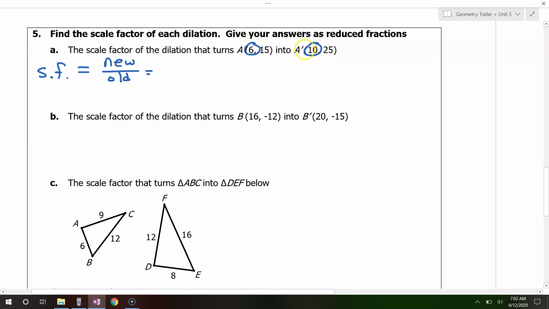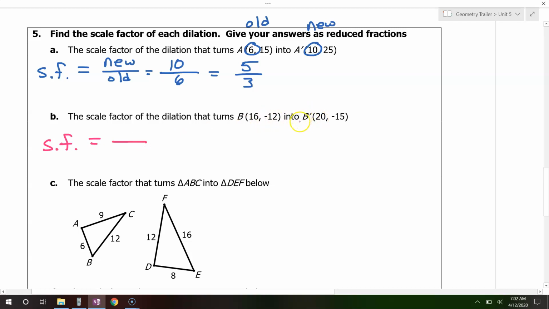Remember that the prime is the new, and the regular letter is going to be the old, the pre-image and the image. So if I do new over old, that's going to be 10 over 6. We're supposed to do reduced fractions, so this will be 5 over 3. So that would be the scale factor for part A. Moving on to part B, just doing the same thing, scale factor, still doing new over old.